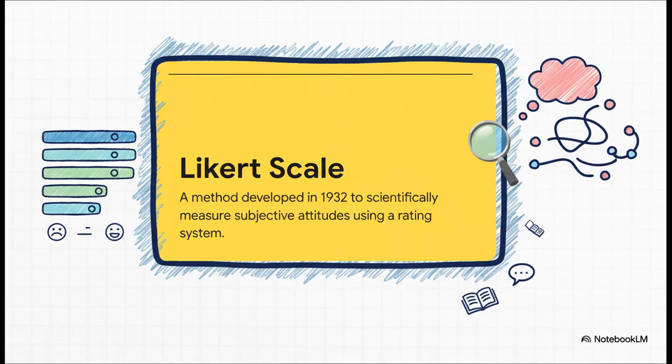So picture this. It's 1932. A psychologist named Rensis Likert comes up with this game-changing idea. He's like, what if we could scientifically measure an attitude? And the system he created is brilliant in its simplicity. Instead of a simple yes or no, you ask people to rate their agreement on a scale. And just like that, boom, you get nuance, you get real data.